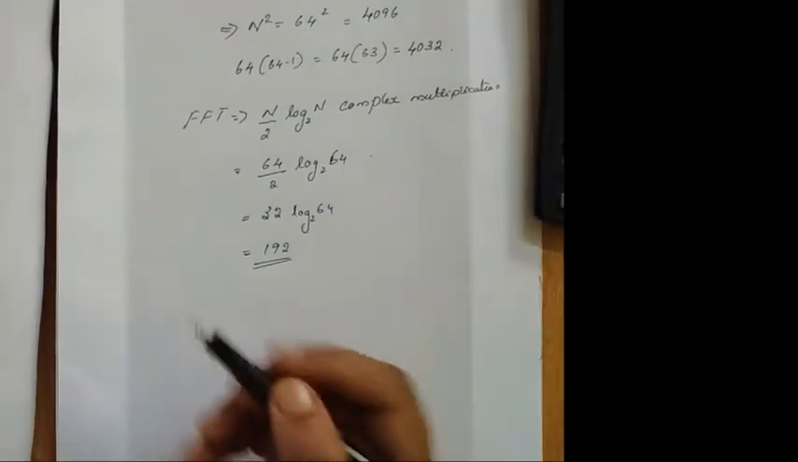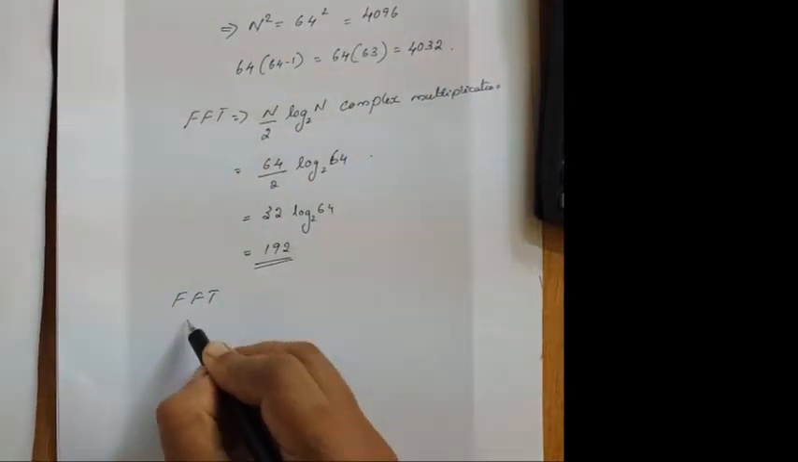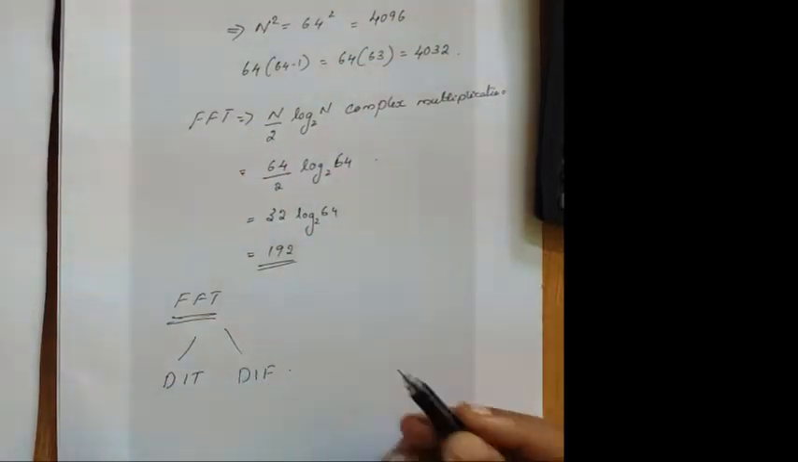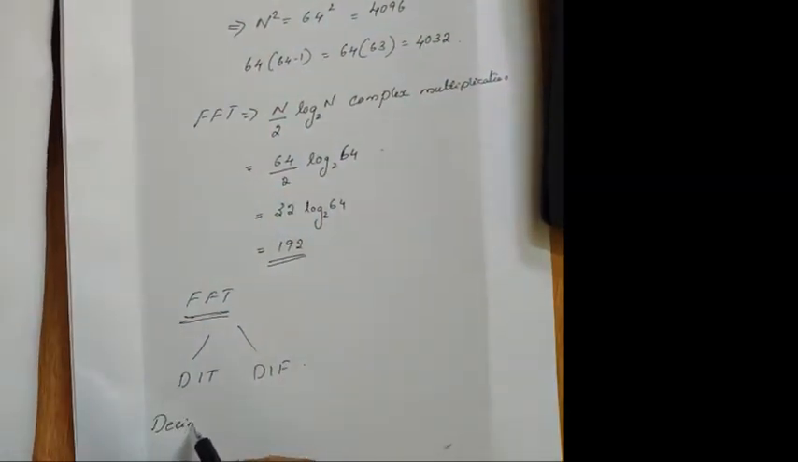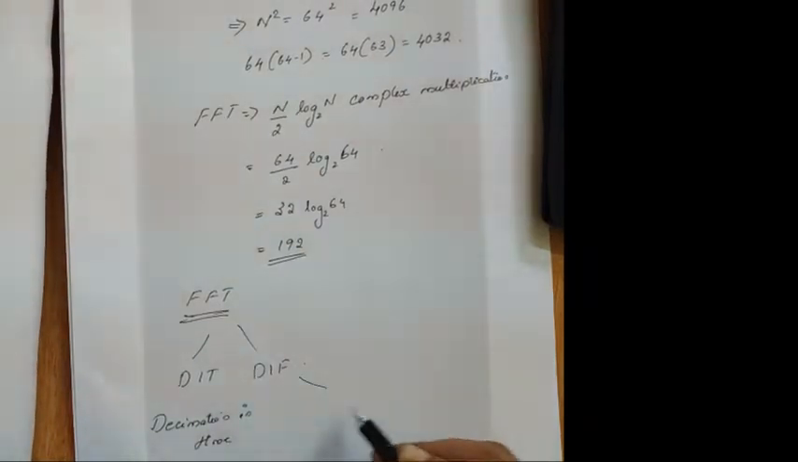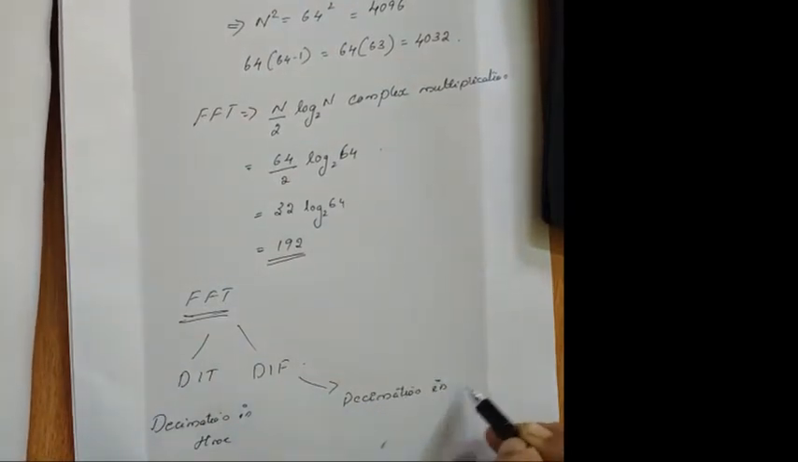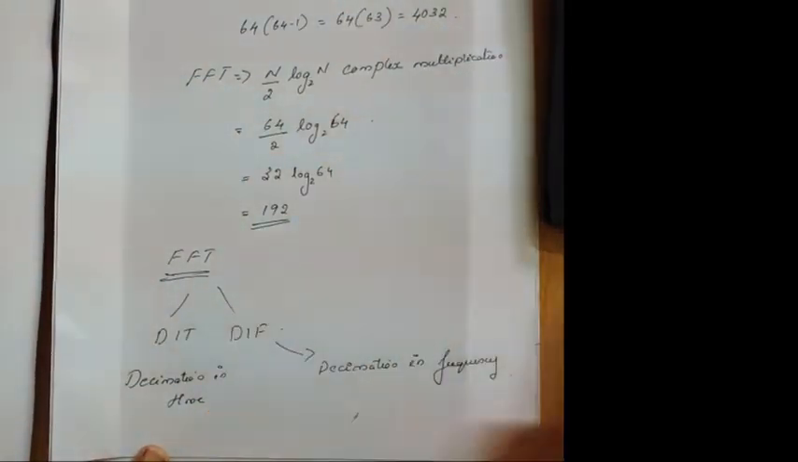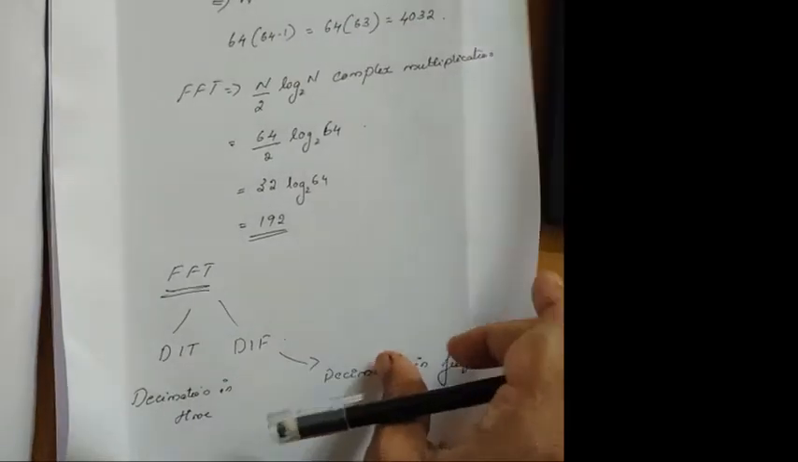The fast Fourier transform is classified into two types. One is DIT and the other one is DIF. What do we mean by DIT? Decimation in time, and DIF is decimation in frequency. Decimating means you are reducing the time sequence into smaller sequences and finding the larger sequence, from smaller to larger, and here from large to small. That we can look at with the help of a table.